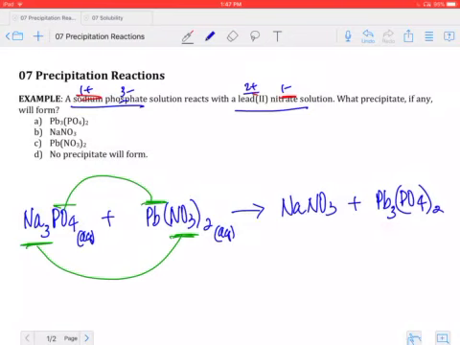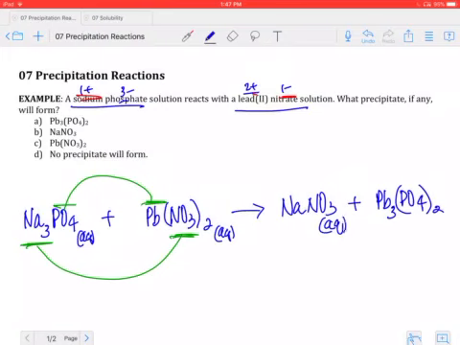To actually answer the question that was provided, what precipitate, if any, will form, we need to check each of our products using our solubility chart to determine if either of those is going to form a solid or be insoluble in water. So if you check your sodium nitrate, again, you'll find anything with sodium or nitrate in it is going to be aqueous. So this is not going to be a solid.